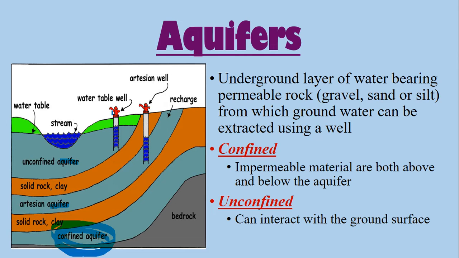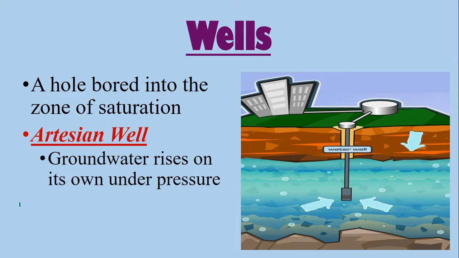Unconfined means that it can interact with the surface. You can see the unconfined right here. And it can interact with the stream. It can interact with the surface on its own. You also have something called artesian aquifers, but they also sometimes call them artesian wells, which I'm going to talk about right here. A well is where we drill a hole into the ground, into the zone of saturation, so we can take out the water. But an artesian well, this is where groundwater rises on its own pressure. You don't have to use electricity, it just comes up on its own.